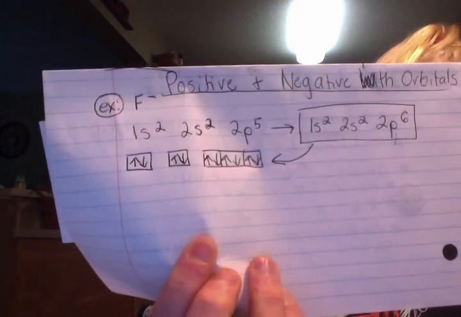And to write the orbital for that, you would do 1 box with an up and down arrow, another 1 box with an up and down arrow, and then 3 boxes. And since you now have it completely full, it'll be 1, 2, 3, 1, 2, 3. So that is for this one. And that is how you do a negative.